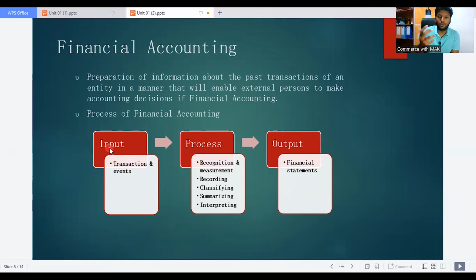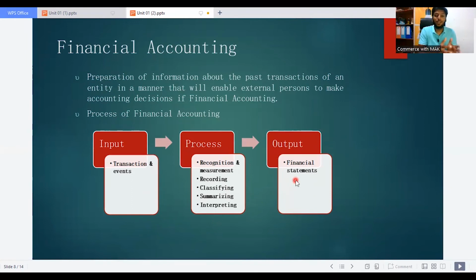You have inputs: you take the transactions and events as an input and then process them. How do you process it? You recognize and measure whether it is financial, then you record it. Then you classify based on the group, maybe asset, expense, capital, liability or income, then summarize it. Maybe you put it in the trial balance, create the financial statements, and finally present it, like in a balance sheet, and then you interpret it. Interpreting means saying what the financial position of the business is and how financially stable the business is, and the final outcome, the output, is the financial statements.